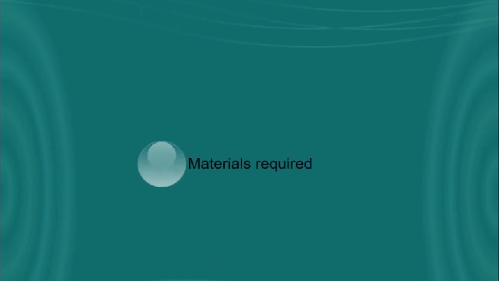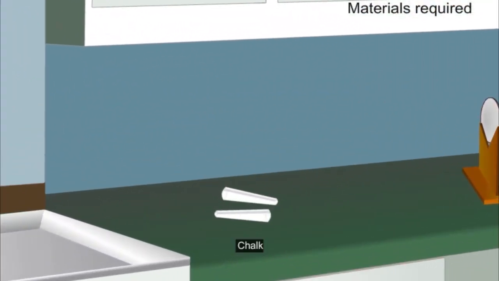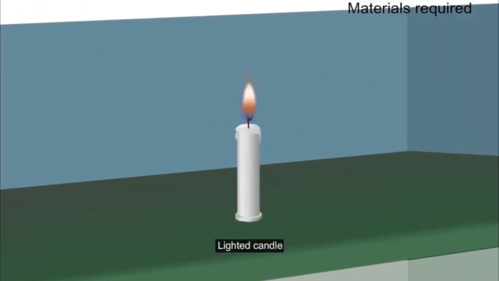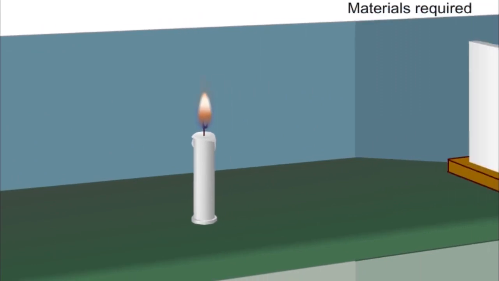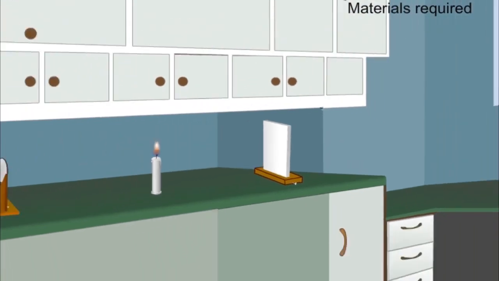For this activity, the materials that we will be requiring are, first of all, a table and chalk, then a concave mirror, and a lighted candle and a cardboard for using it as a screen. Now let us talk about the procedure, how we are going to perform this activity.